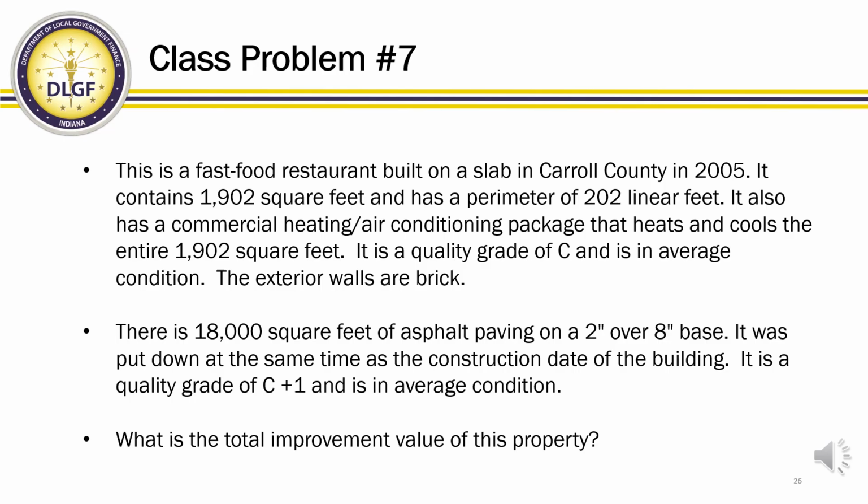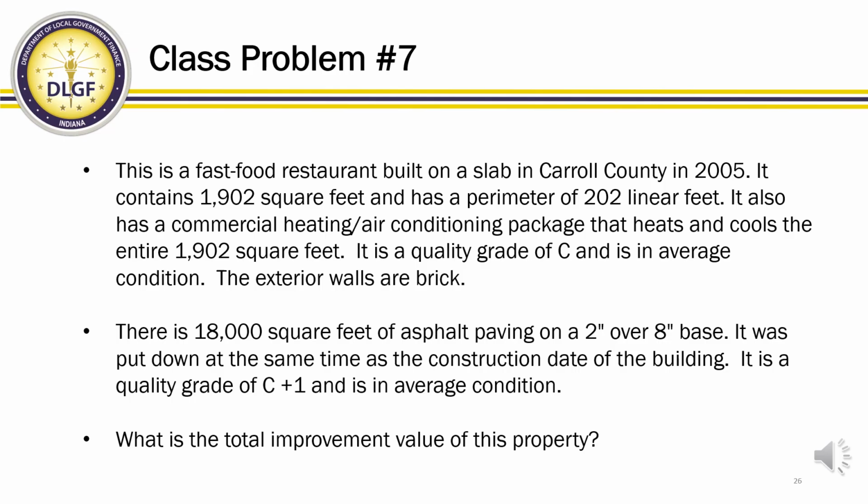So we'll go over the narrative here. It's a fast food restaurant built on a slab in Carroll County in 2005. It contains 1,902 square feet and has a perimeter of 202 linear feet. It also has a commercial heating air conditioning package that heats and cools the entire 1,902 square feet. It is the quality of C grade and is in an average condition. The exterior walls are brick.